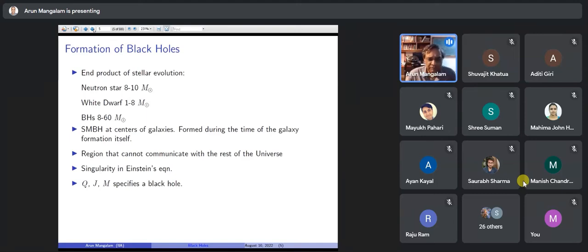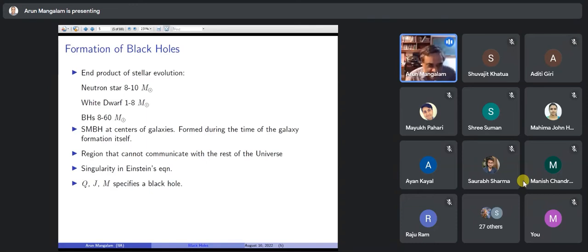So black holes can be formed at stellar scales. You can have neutron stars, white dwarfs, and black holes of different sizes: white dwarfs are 1 to 8 times the mass of the sun, neutron stars are 8 to 10, and black holes are much heavier, from 8 to 60 solar masses. There are supermassive black holes, which are millions to 10 to the power of 10 solar masses. They are formed at the time of galaxy formation itself, and there's a black hole at the center of almost every galaxy.